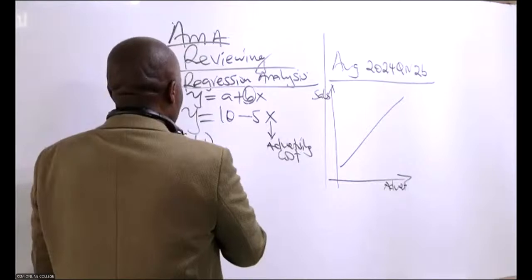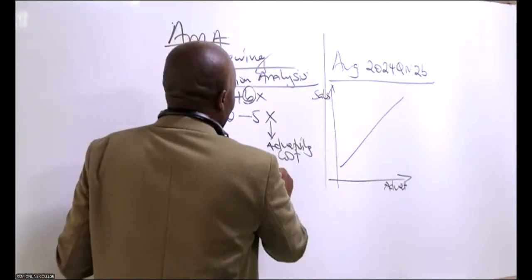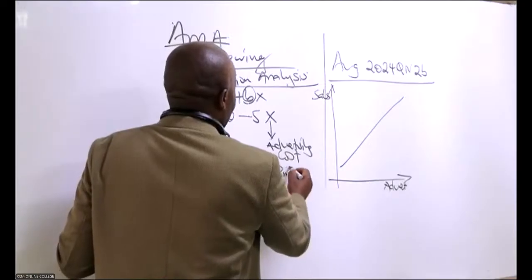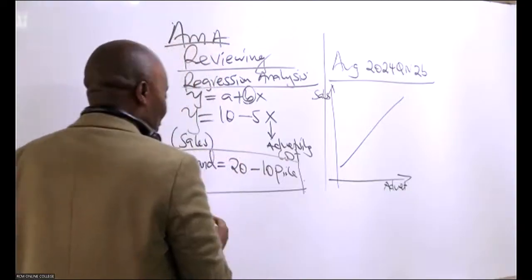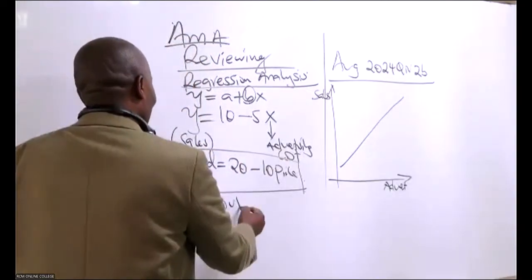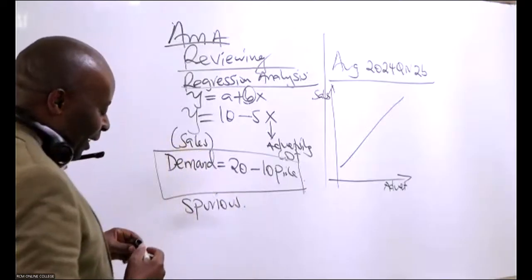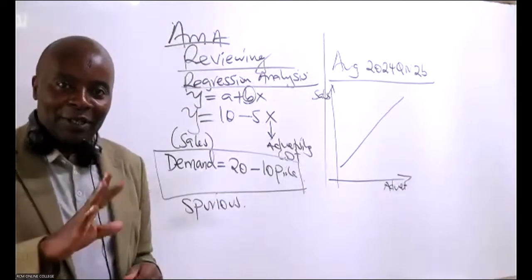Let me test you on this. Assuming we have here demand equals 20 minus 10 price. This model, is it economically plausible or is it spurious? There is somebody who will think that anytime they see a negative, they'll be writing spurious. I haven't taught you about that.